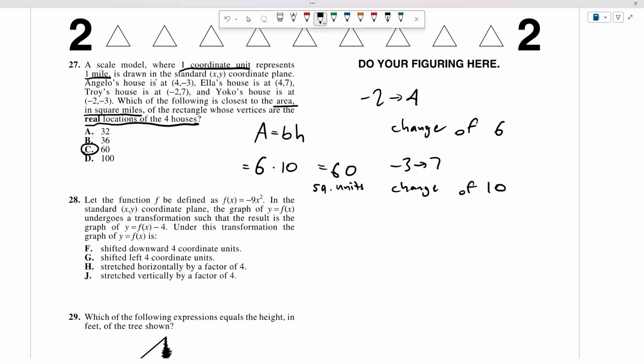And since 1 unit is 1 mile, that means that 60 square units is also 60 square miles. If it said 1 unit was 2 miles, it'd be a little trickier because then 1 square unit would be 4 square miles. But that's not the case here. If it's 1 to 1, then you're good.